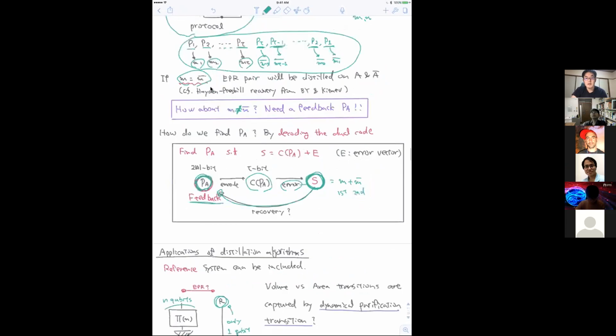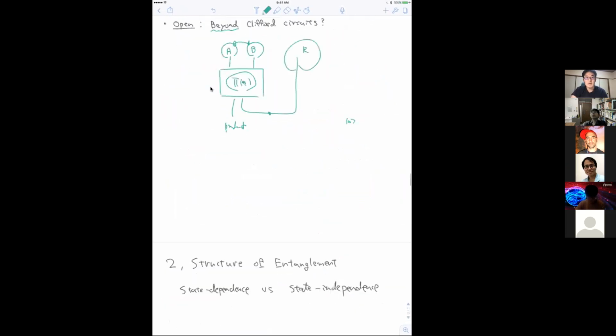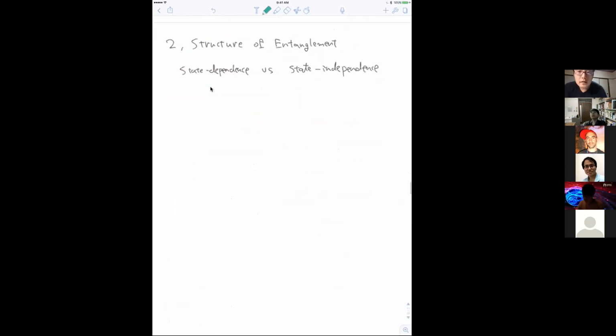All right, so that's the situation. Okay, so let me move on and then talk about entanglement and the quantum error correction related properties. I will begin by discussing a certain interesting entanglement property from the perspective of state dependence.